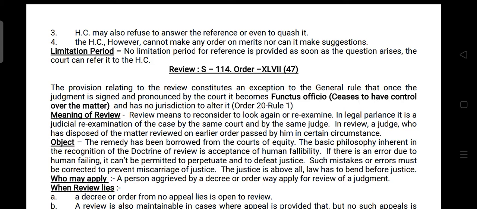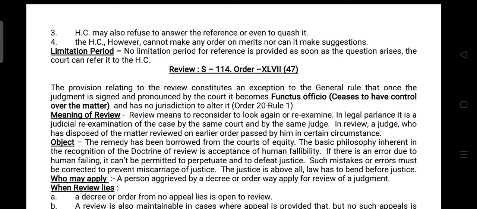In review, a judge who has disposed of the matter reviews an earlier order passed by him in certain circumstances. So review can be made by the same court and by the same judge. Okay students, so that was the meaning of review.